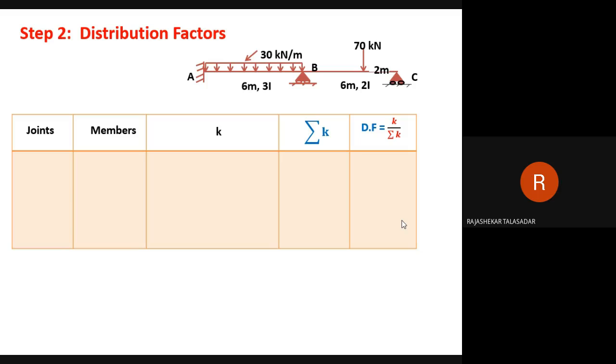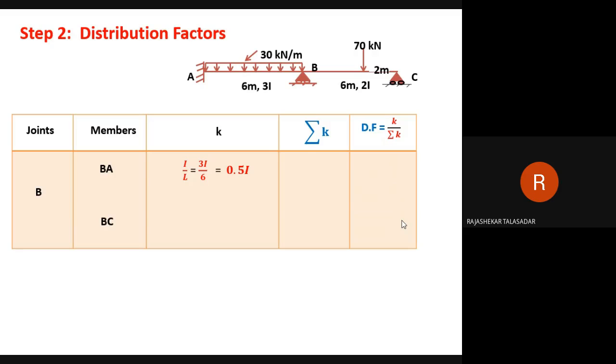Distribution comes at the joint where the members are 2 or more than 2. Now, for which joint do you need to find the distribution factors? B. The members coming from B are BA and BC. If you take joint as B and member as BA, what is the far end condition for the member BA? Fixed. What is K for BA? I by L. Very good. I by L, but I is 3I, L is 6. If you simplify that, you are going to get 0.5.